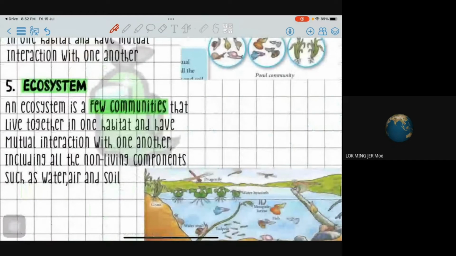Okay, and then what is an ecosystem? A few communities that live together in one habitat and have mutual interaction with one another, including the non-living components such as water, air, and soil. Ecosystem includes the non-living things. So that is the key word.